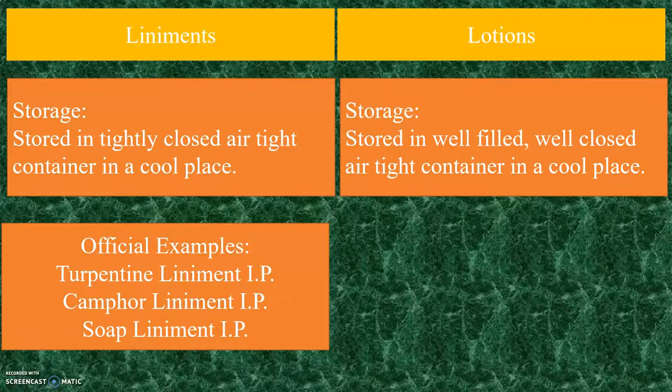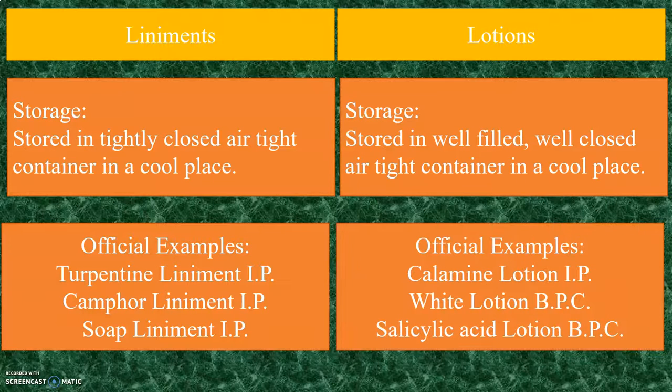Then the official examples. Some of the official examples of liniments are turpentine liniment IP, camphor liniment IP, soap liniment IP, whereas some of the official examples of lotions are calamine lotion IP, white lotion BPC and salicylic acid lotion BPC.